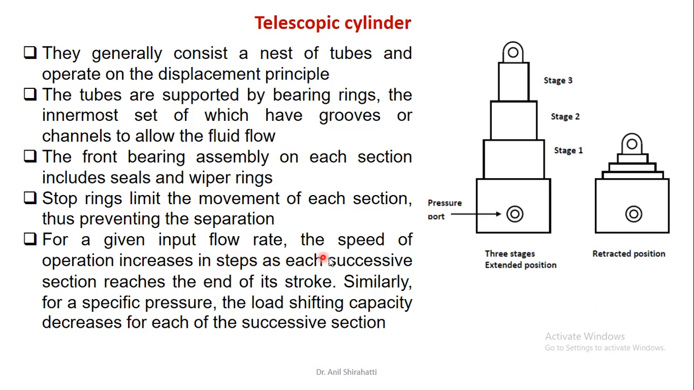For a given input flow rate, the speed of operation increases in steps as each successive section reaches the end of stroke. So first this section will open, then this section, then this section. Similarly, for a specific pressure, the load shifting capacity decreases for each of the successive sections.